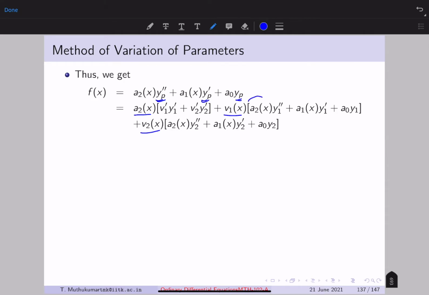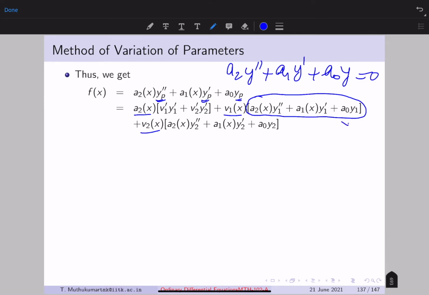You see that this is nothing but y1 satisfying the ODE with the homogeneity condition, right? y1 and y2 were solutions for the homogeneous equation. That is how y1 and y2 are chosen. So y1 and y2, if you remember, are solutions of this ODE. So this is 0. Similarly, this is y2, and y2 is also a solution of that ODE, so this is also 0, from the fact that y1 and y2 are solutions to this ODE. So the second term and third term vanish. What you are left with is only the first term.